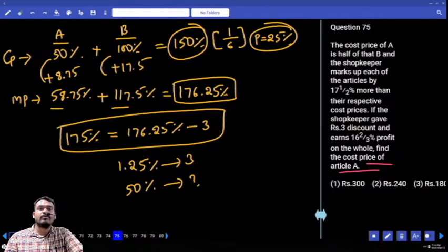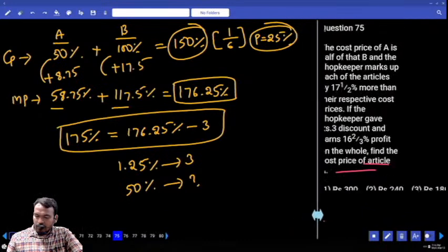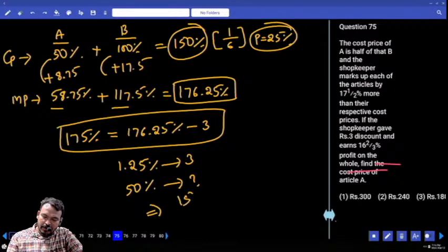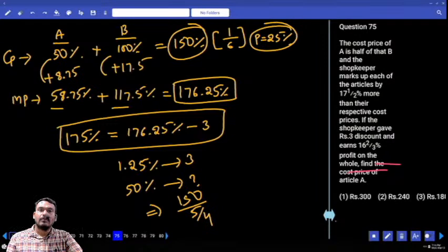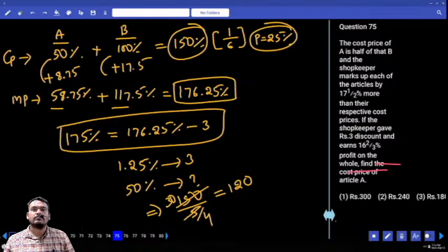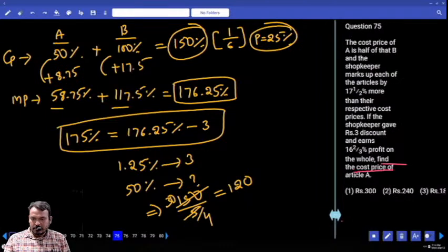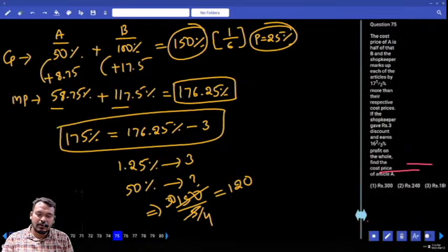1.25, we write 5 by 4. This one, we write 150 by which one? 1.25. 1.25 means we write 5 by 4, or not? 5 how many times? 30. 30 into 4, 120, or not? Our total selling price 175. Total second one 176.25. What is the difference? 1.25%. Value wise difference 3 rupees, or not?